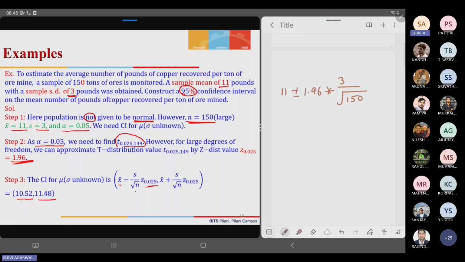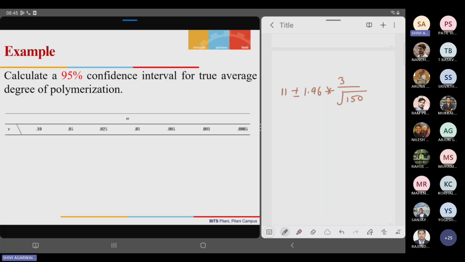So that is the 95% confidence interval for mu when sigma is not known. Sigma is not known, so we are using the s. Okay, we are using s instead of sigma, and instead of z we are using the t distribution. Okay.